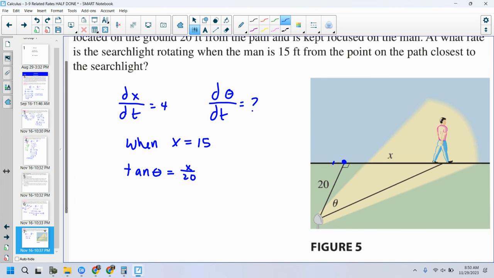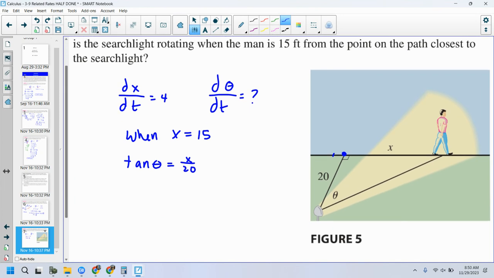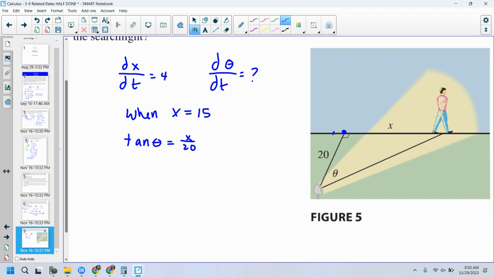All right. So let's find what is the derivative of tangent? Who remembers? Look at you. Secant squared. Secant squared theta.